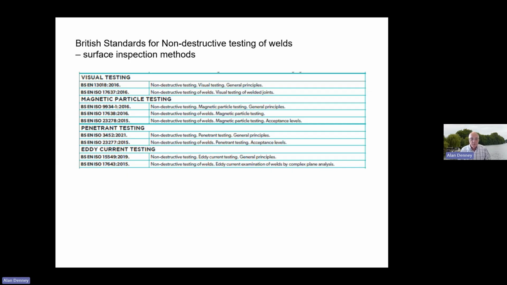So running through that, for example, looking at MPI, part one of that standard is general principles, and then we've got another standard that's a different number. Sometimes you find there are multiple parts, sometimes you find they're different standards. So we've got three there. We've got general principles, we've got the execution of testing, and then we've got the acceptance levels, and the acceptance levels in that standard will depend on the application. Different acceptance levels you'll find. Probably three different sets of acceptance levels.